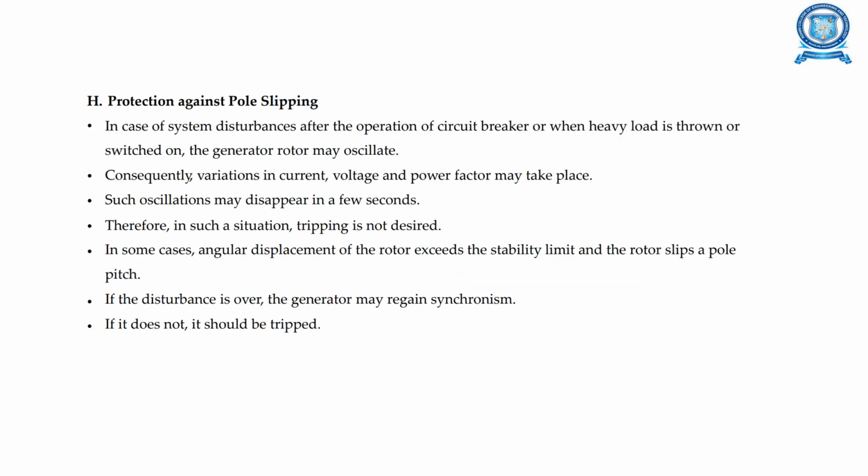Protection against pole slipping: in the case of system disturbances after the operation of the circuit breaker, the generator rotor may oscillate. Some oscillations may disappear in a few seconds. So if the disturbance is over, the generator may regain synchronization. If it does not, it should be tripped.